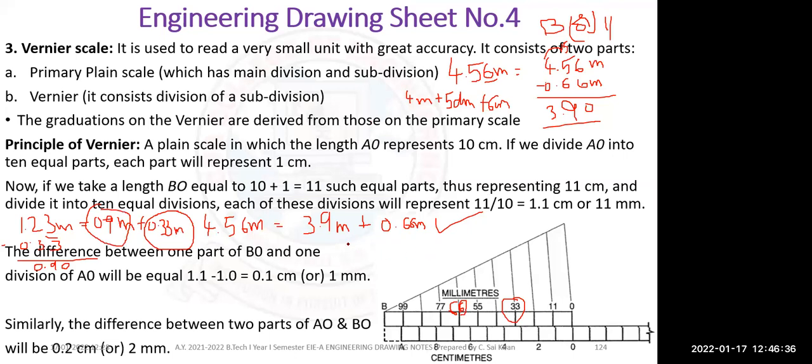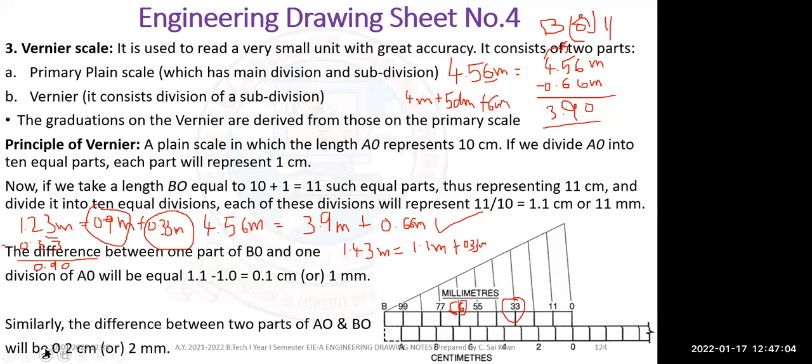Similarly, one more problem, 1.43 meters. Can you tell me how to measure 1.43 meters in the Vernier scale? 1.1 meters plus 0.33 meters. So this is the 11th table, which is nothing but the backward Vernier.